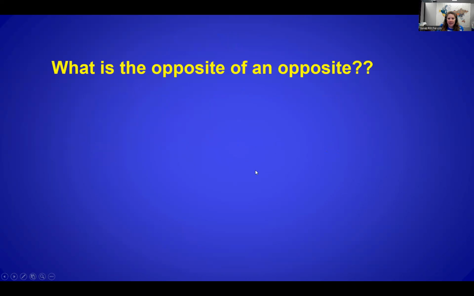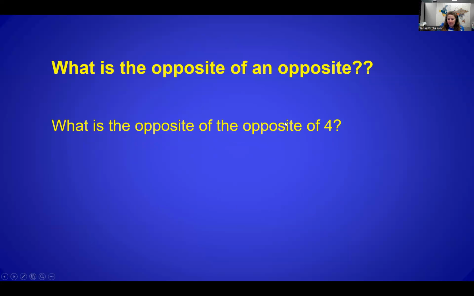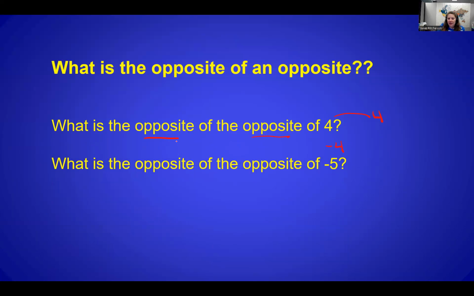Now let's just go crazy and say, what is the opposite of an opposite? Well, if we start with 4, what is the opposite of 4? That would be negative 4. And then the opposite of negative 4 is actually positive 4. Okay. What is the opposite of negative 5? So the opposite of negative 5 is 5. And then the opposite of 5 is negative 5.